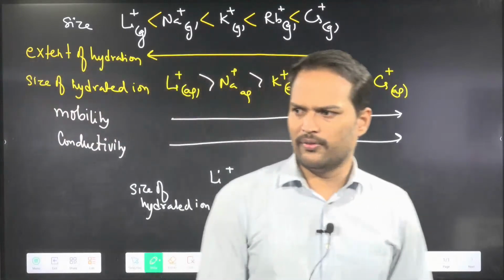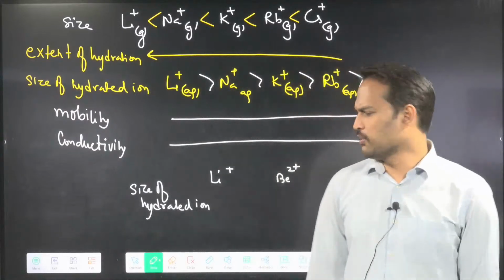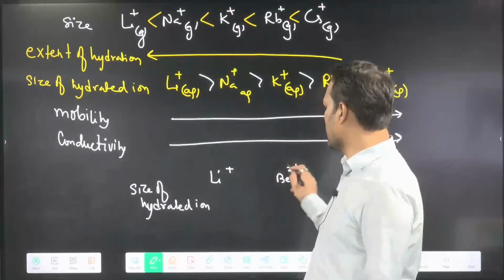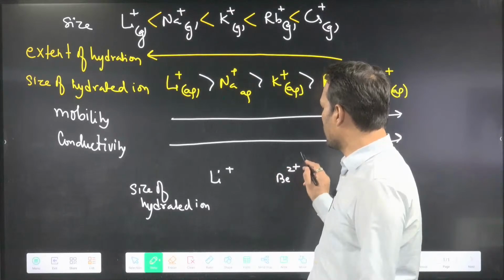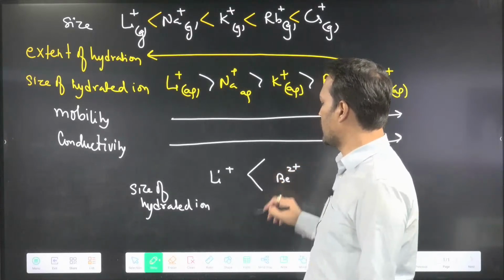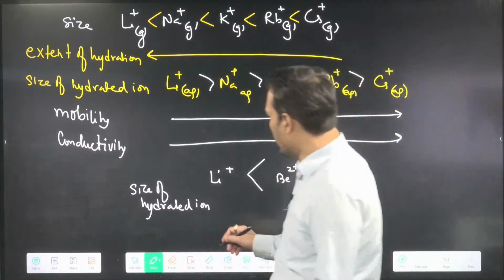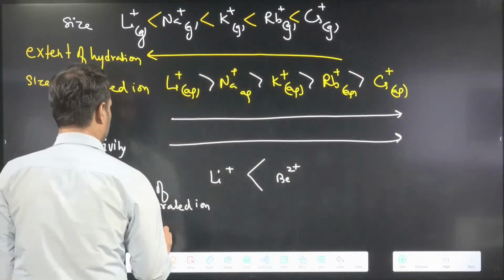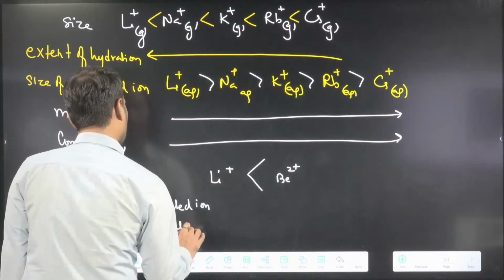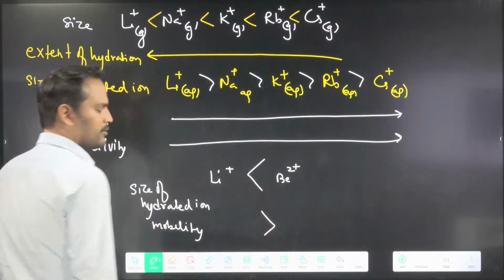Whose size of hydrated ion is more, lithium or beryllium? You will simply say, sir, first I will check charge. Charge is more, so hydration is more. Hydration is more, that means size of hydrated ion is more. Mobility order, what can you say? Mobility is reverse. Mobility will be what? Reverse.